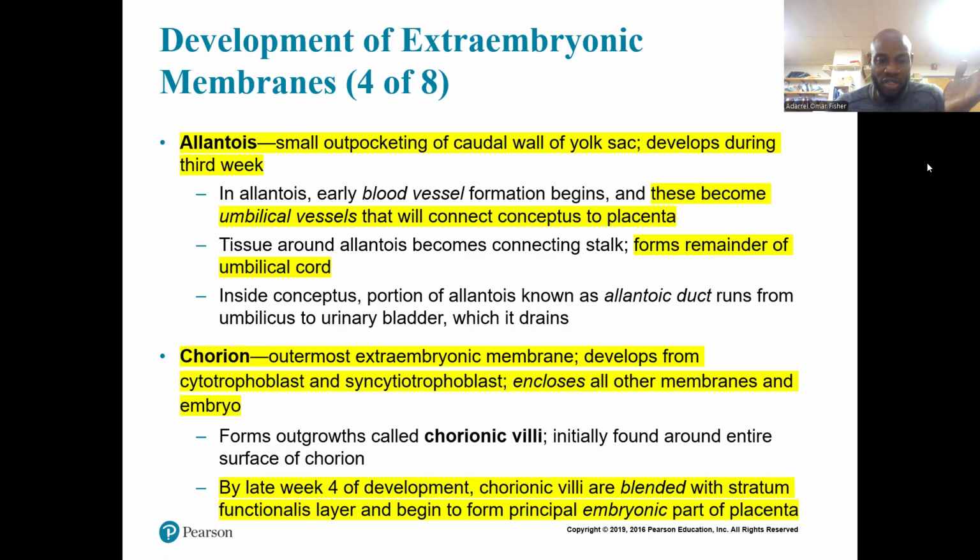We have the chorion, the outermost extra embryonic membrane. It develops from the cytotrophoblast and the other blasts and encloses all other membranes and the embryo. By late week 4 of development, the chorionic villi are blended with the stratum functionalis layer and begin to form the principal embryonic part of the placenta. Here's where the placenta gets made.